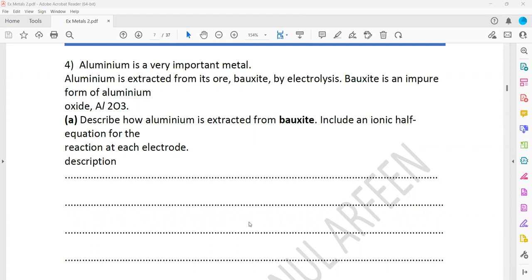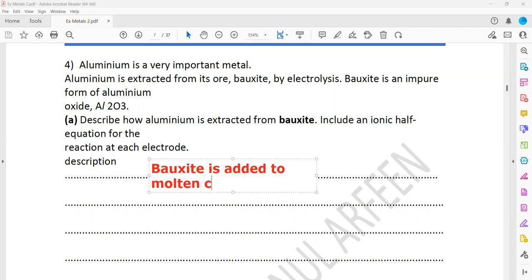So first, what we do is electrolysis of the molten alumina. Basically, bauxite is dissolved in molten cryolite. The purpose of adding cryolite is to lower the melting point. So bauxite is added to the molten cryolite.